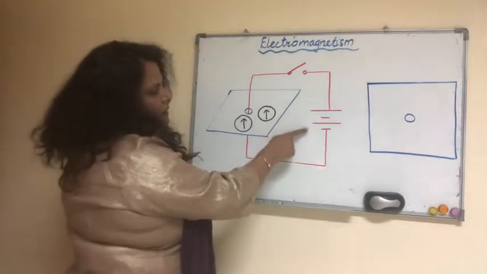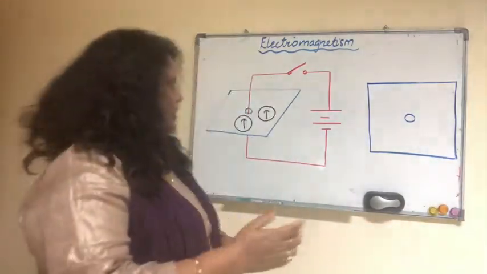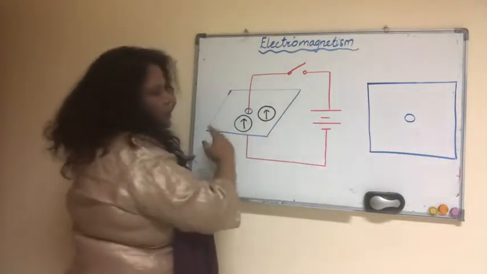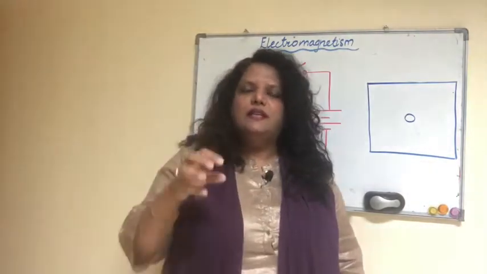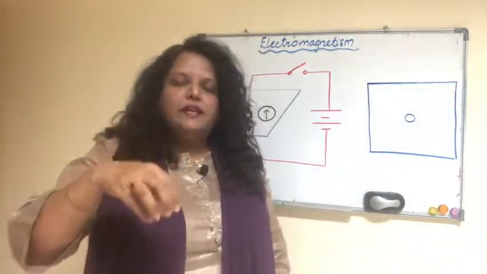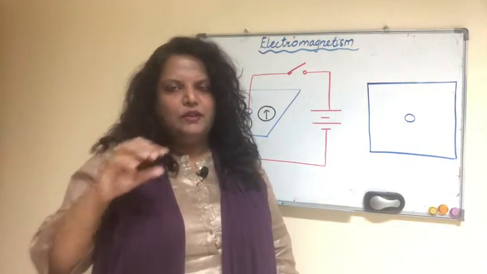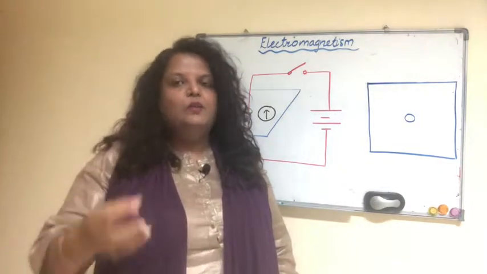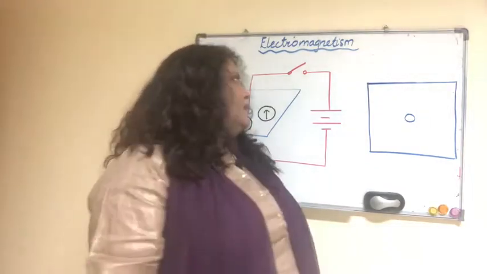Now since I said here DC supply, I can also swap the connection. For example, if it was deflecting to the right for this connection, if I switch it, you will notice that it moves in the opposite direction. So the direction of the current is what determines the direction of the magnetic field that is created around it. I hope you have got that clear. The direction of the current flow in the conductor will determine in which direction the magnetic field will be created.